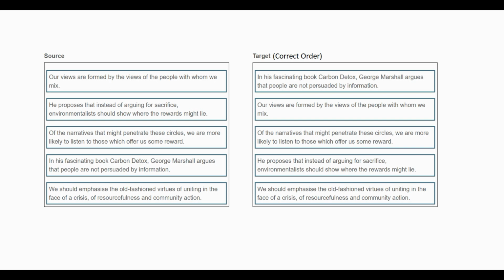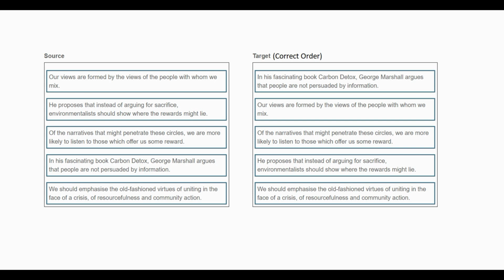Then from there you say, with whom we mix, with people. That depends, that is a factor. So then it says, of the narratives that might penetrate these circles, we are more likely to listen to those which offer us some reward. So you see, we mix with people, that means we interact with them, so we listen to them. And then the clue for the third sentence is: penetrate, circles, and reward. So that kind of habit, more likely that kind of habit.